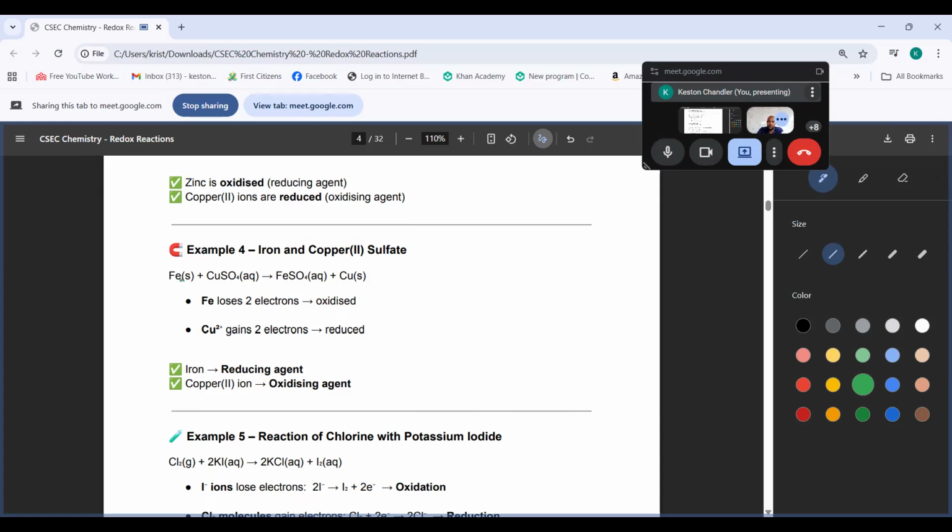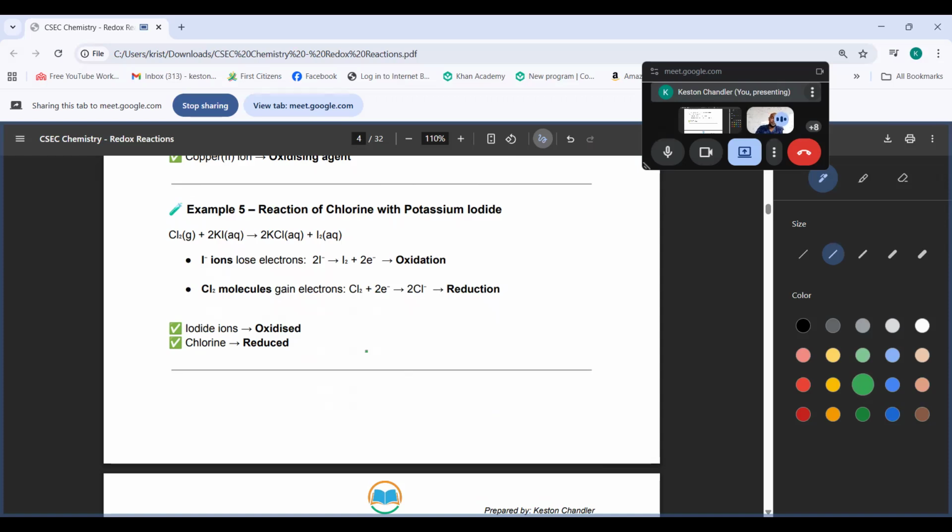Look at this one. Same thing again. Iron and copper 2 sulfate. The iron is going to displace copper from its solution, right? Because iron is more reactive than copper. When it does that, the iron is going to lose 2 electrons and be oxidized. Oxidation is loss. Copper is going to gain those same 2 electrons that were lost by the iron, and it's going to become copper 0, right? So the iron is oxidized and the copper is reduced.